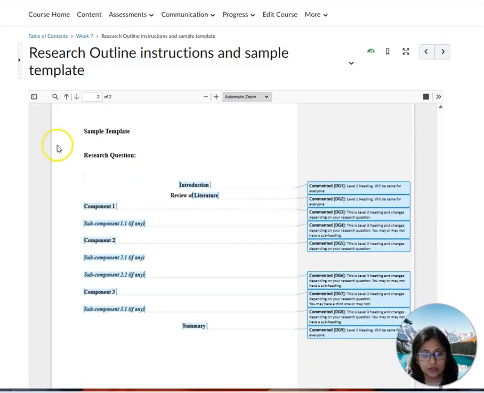So I'm going to go down to the sample template. You're going to put your research question, your final research question. You have your introduction. You don't have to write anything. This is just an outline. Review of literature. There is nothing that you need to write in between them. Component 1, subcomponent 1, component 2. All of these depend on your research question. What are the topics and the subtopics that you would want to include in your lit review? That's what you are submitting.